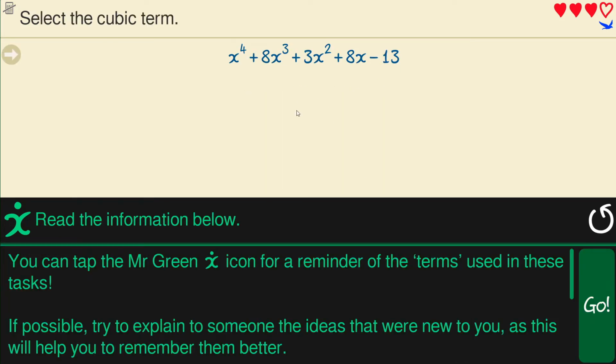So I need to select the cubic terms. I'm looking for the term in here which is an x to the power 3. There we go, that one. So that would be a quartic term, or a degree 4 term. That's a quadratic term, and a linear term, and a constant term.